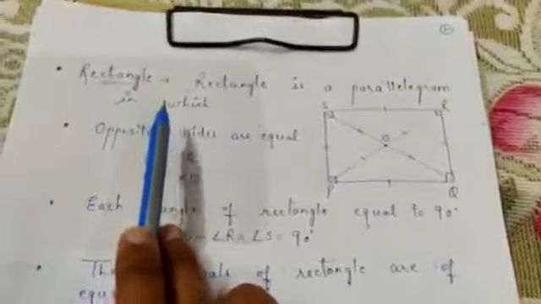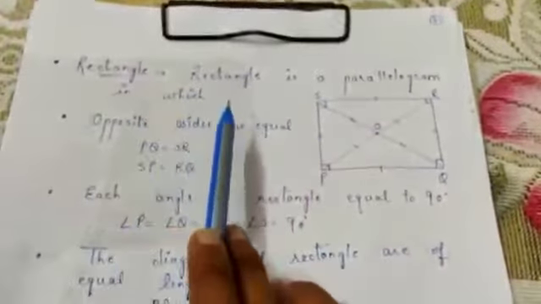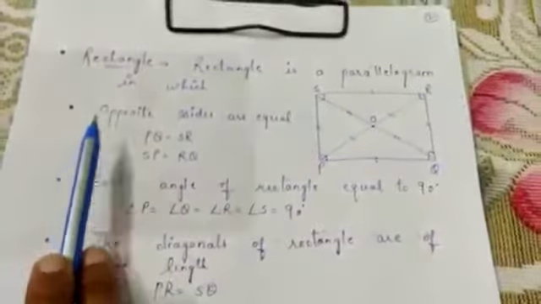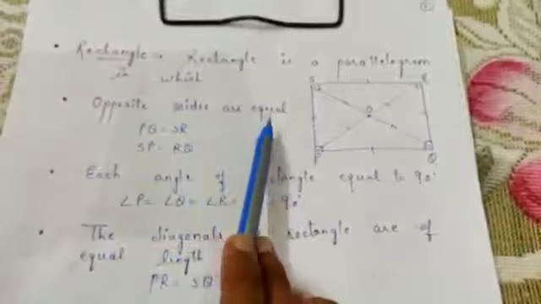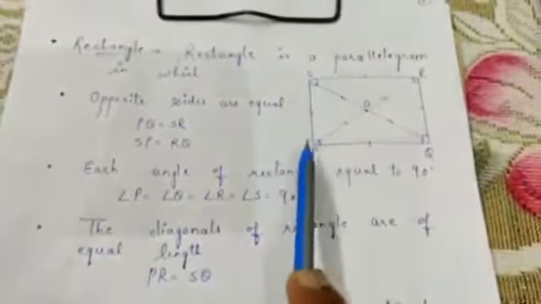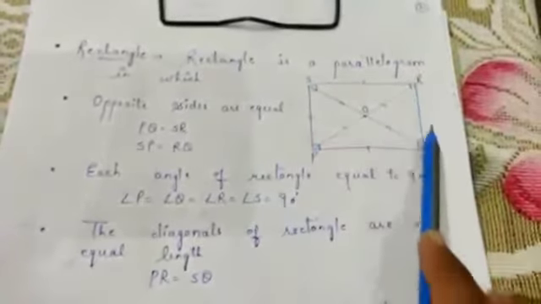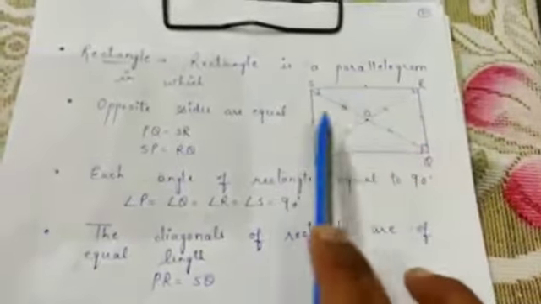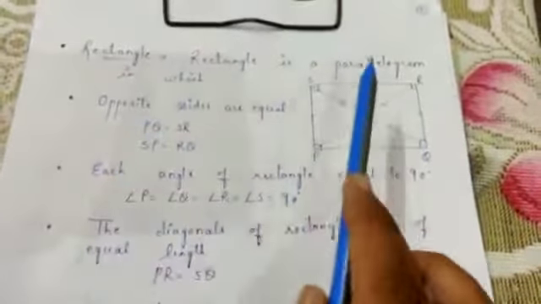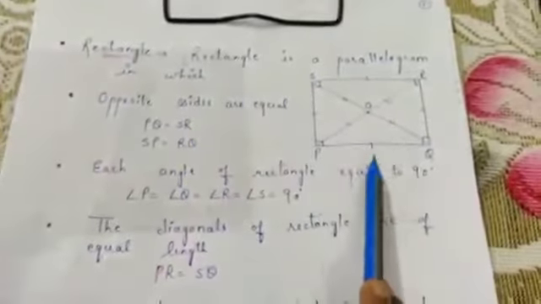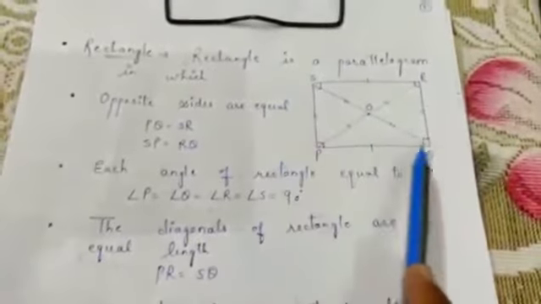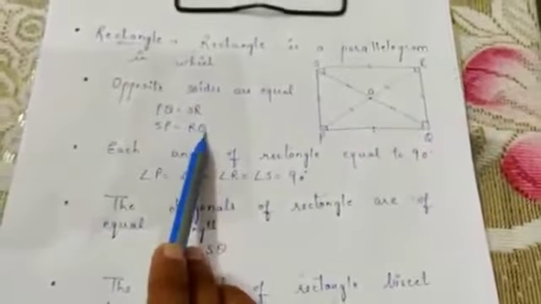Next is rectangle. Again, rectangle is a parallelogram in which, see, this is the figure of a rectangle. Its first property is opposite sides are equal. Opposite side from PQ is SR and opposite side to PS is RQ. So the opposite sides of a rectangle are equal. That is, PQ equals SR and PS equals RQ. This is the first property.